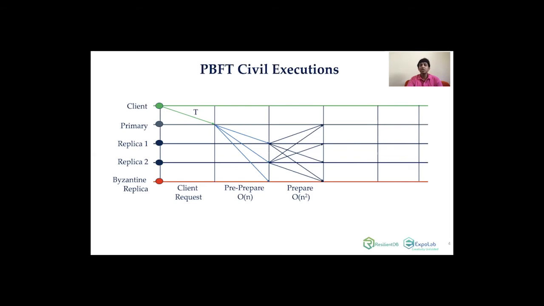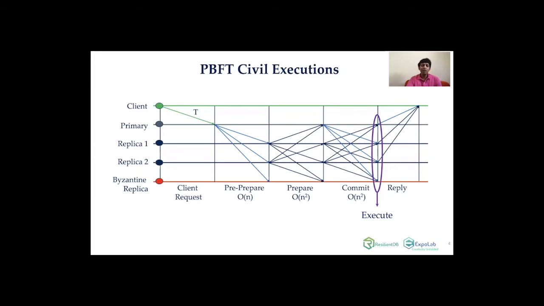Once a replica gets 2F prepare messages, basically it gets a guarantee that a majority of non-faulty replicas are also ready to order this request, or they got the same request from the primary. At this point in time, each replica is ready to commit this request, and they do so by sending a commit message. Once a replica gets 2F plus 1 commit messages, now it is sure that there were at least a majority of replicas who were ready to execute this request. So this replica goes ahead and executes the request, and they reply to the client.